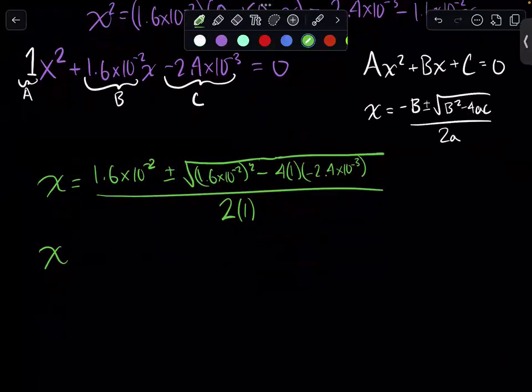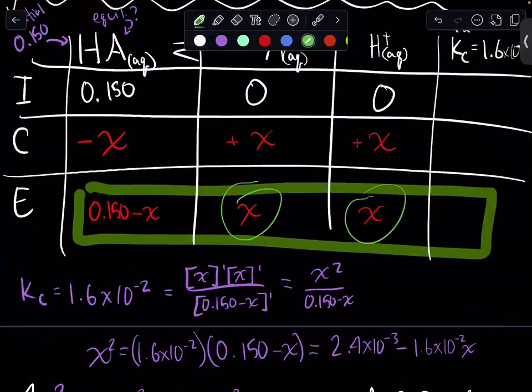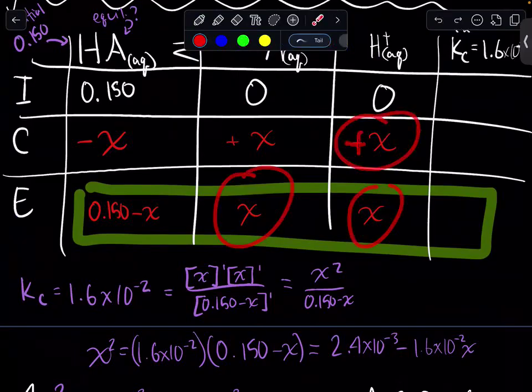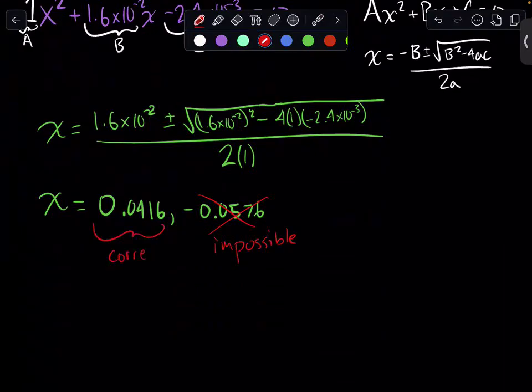So as we plug it in, we're going to get x is equal to either 0.0416 or x is equal to negative 0.0576. So we have two values for x, only one of them can be right. Well, we know we can't have a negative concentration here. These cannot be negative values because we know for a fact that they are changing in the positive direction. So that means that our negative value is actually impossible. Therefore, this must be our correct value for x.